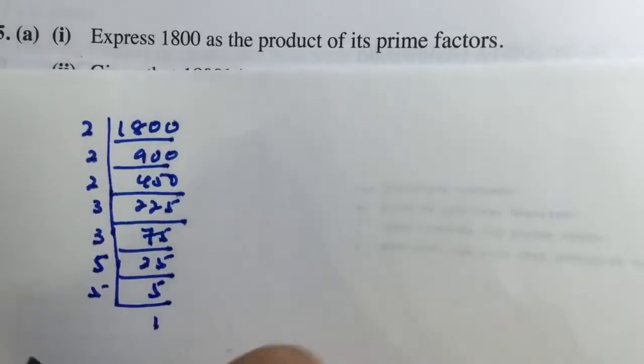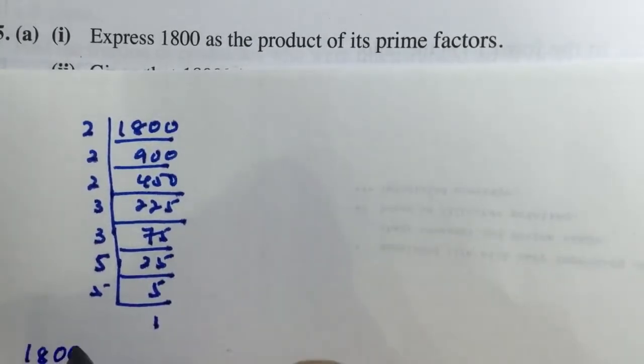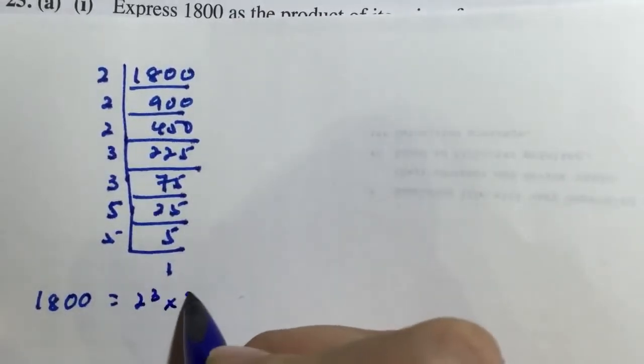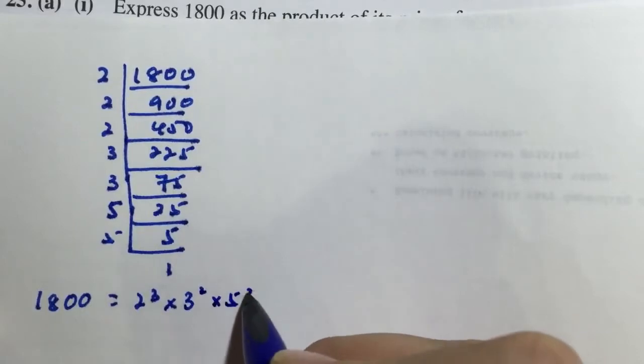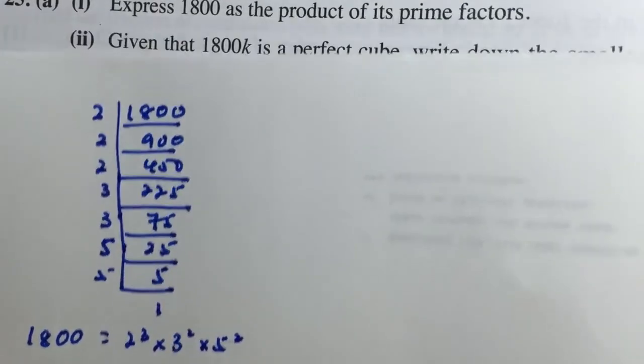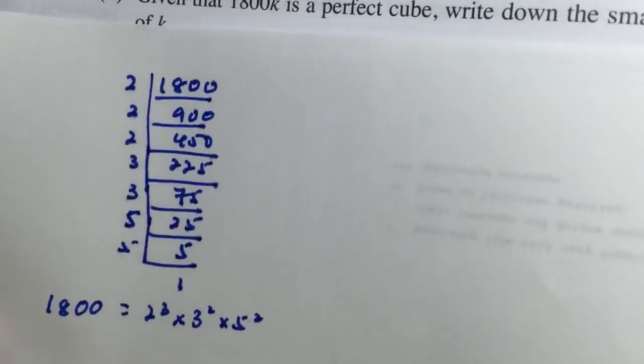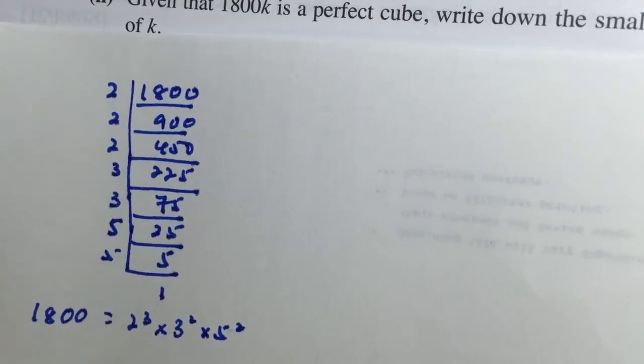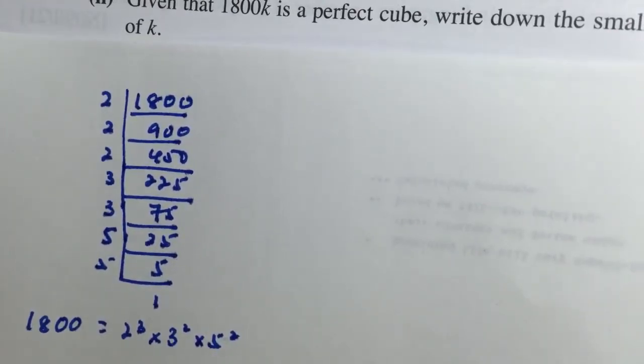So the prime factors can be written this way: 1800 is the same as 2 cubed times 3 squared times 5 squared. Now the next thing they tell us is that 1800k is a perfect cube, and we want to write down the smallest possible value of k.